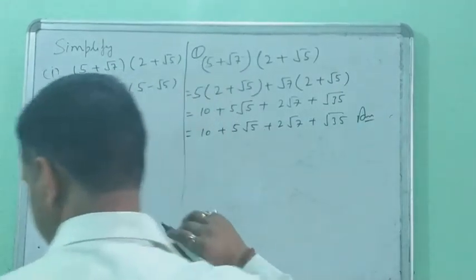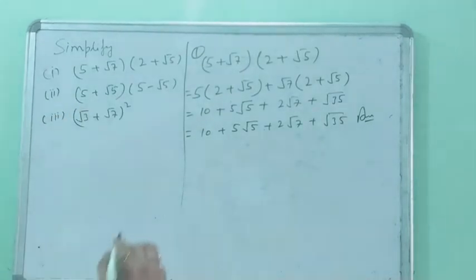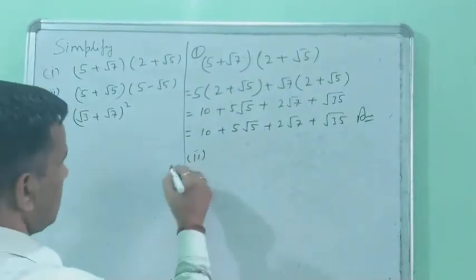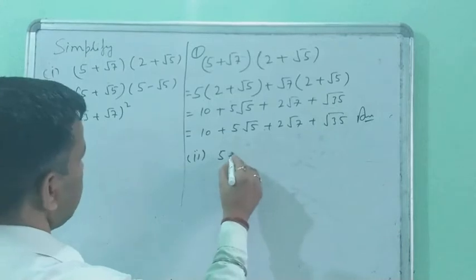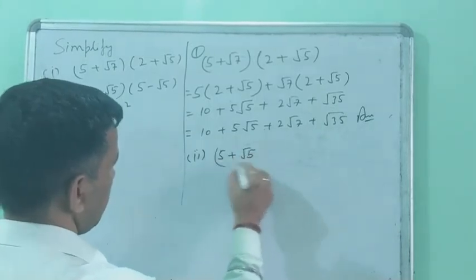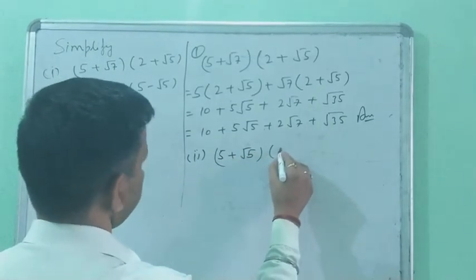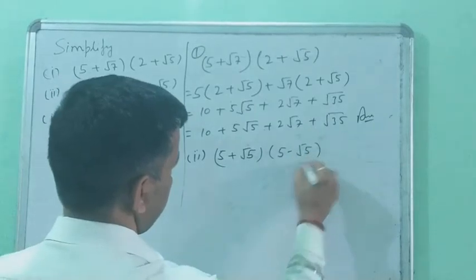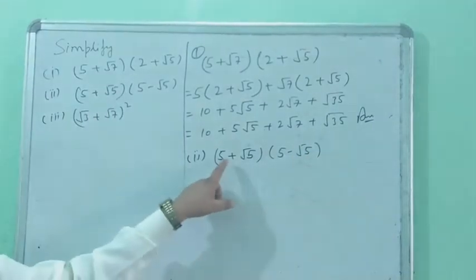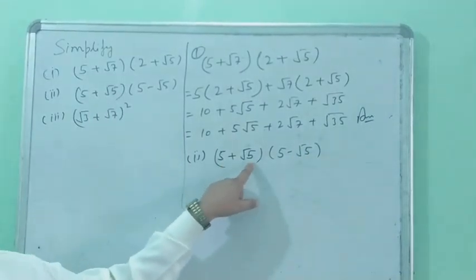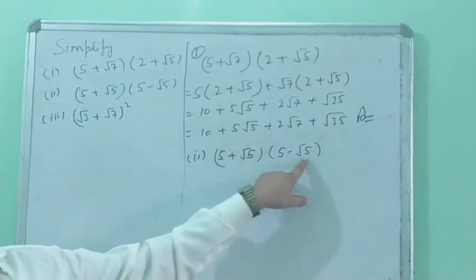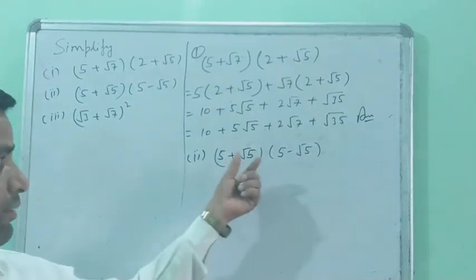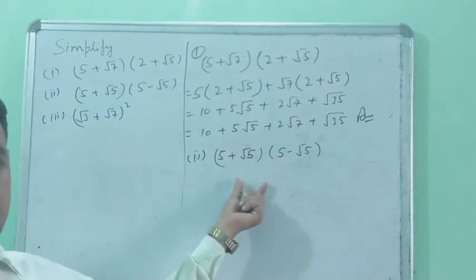Second number. Second part, as you solve here. 5 plus root 5 multiply 5 minus root 5. This is the number. 5 plus root 5 is an irrational number, and 5 minus root 5 is also an irrational number. But when you multiply, what result comes here?